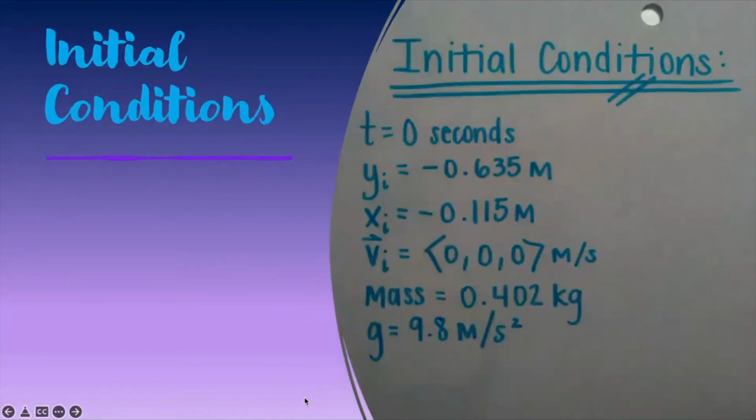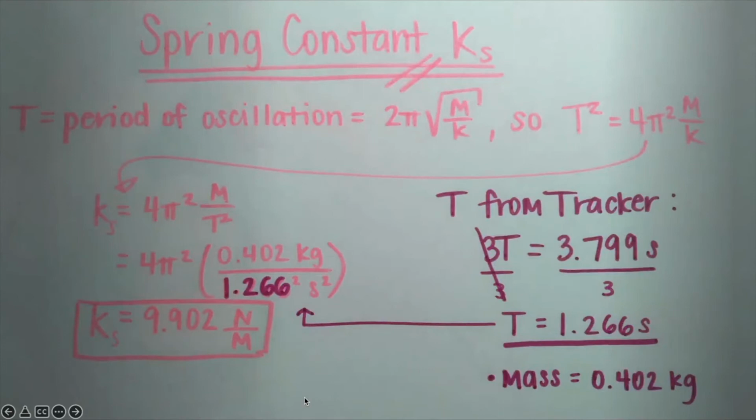Here are the initial conditions written out. We know that T is the period of oscillation, and from Tracker we can calculate T to be 1.266 seconds. Using the formula 2 pi times the square root of m over k, T squared is equal to 4 pi squared times m over k. We can then rearrange to solve for the spring constant k and get 9.902 newtons per meter. We will revisit the oscillation period in the what does it mean section of the lab.